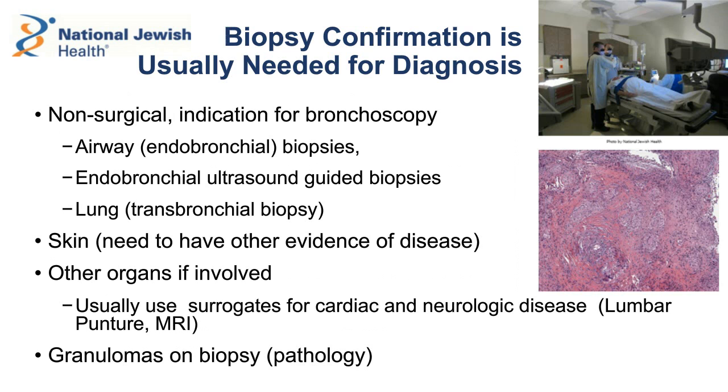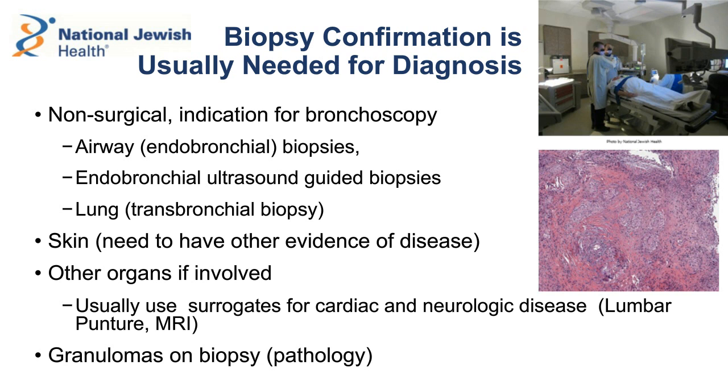So usually we do need to demonstrate those granulomas to confirm that it's sarcoidosis, but again, just showing that it's the granulomas may not be sufficient to give you a diagnosis of sarcoidosis. One of the big issues that I come across is that sometimes people end up with invasive surgical biopsies to get the diagnosis made. And in general, most people should be able to be diagnosed with non-surgical means, usually with a bronchoscopy. And I'm just showing a picture of a bronchoscopy in the upper right-hand corner here.